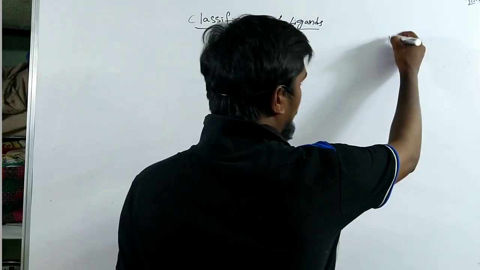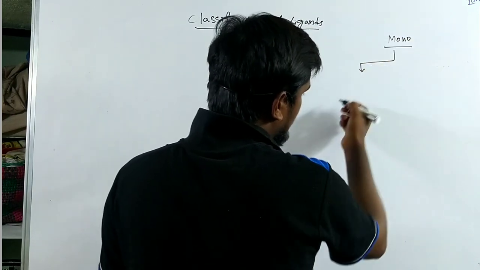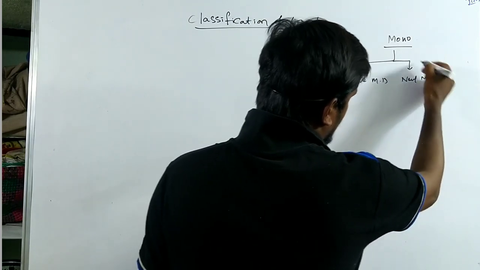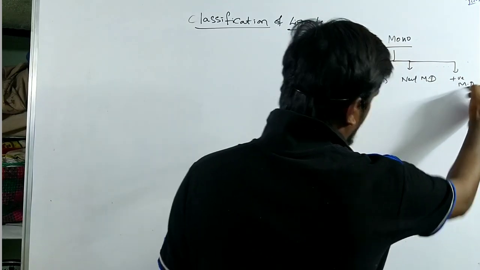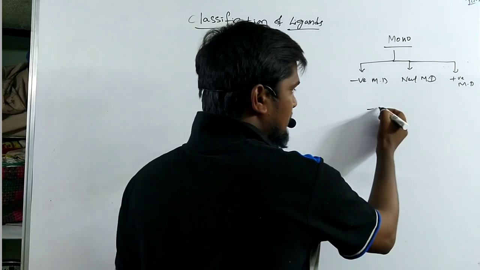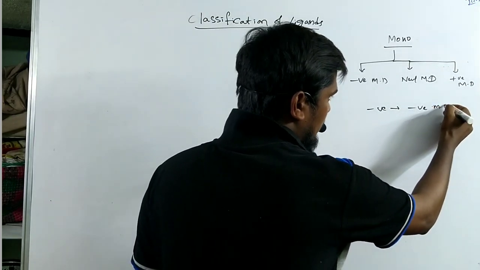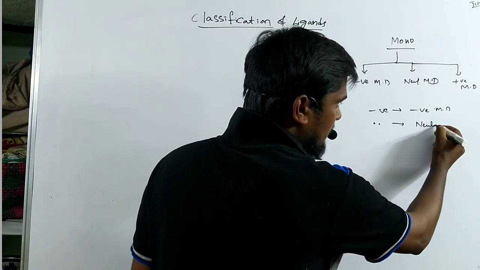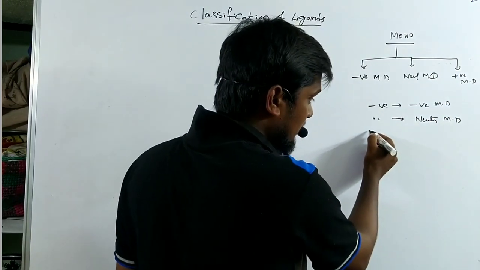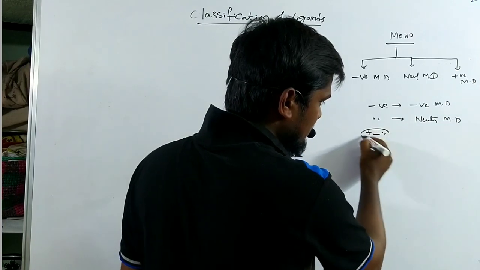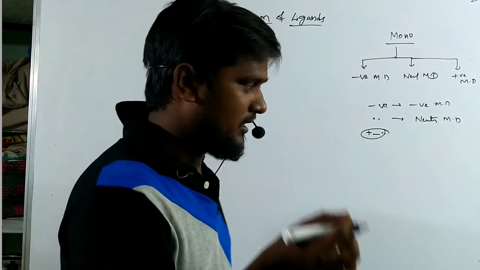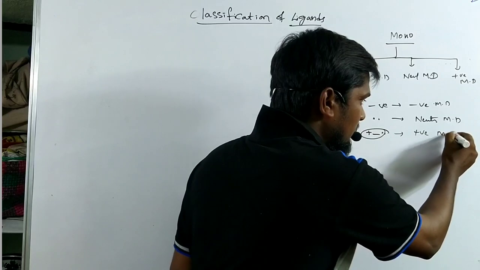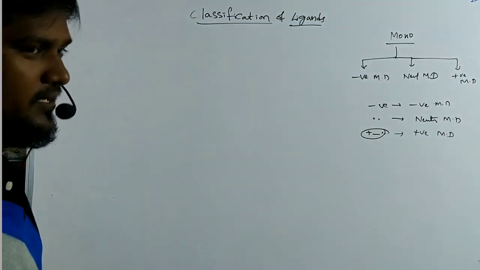Based on that, monodentate ligands are classified into three types: negative monodentate ligands, neutral monodentate ligands, and positive monodentate ligands. If a negative charge shares its electrons, it is a negative monodentate ligand. If a lone pair of electrons is shared with the central metal atom, it is a neutral monodentate ligand. If there is a positive charge and only one ligand atom donates the lone pair of electrons, it is a positive monodentate ligand. So we discussed it clearly.